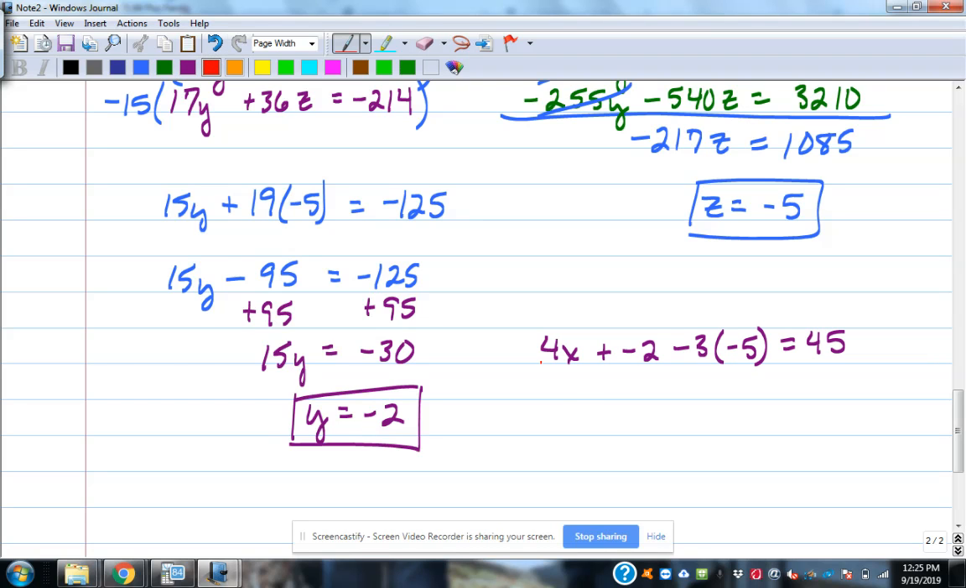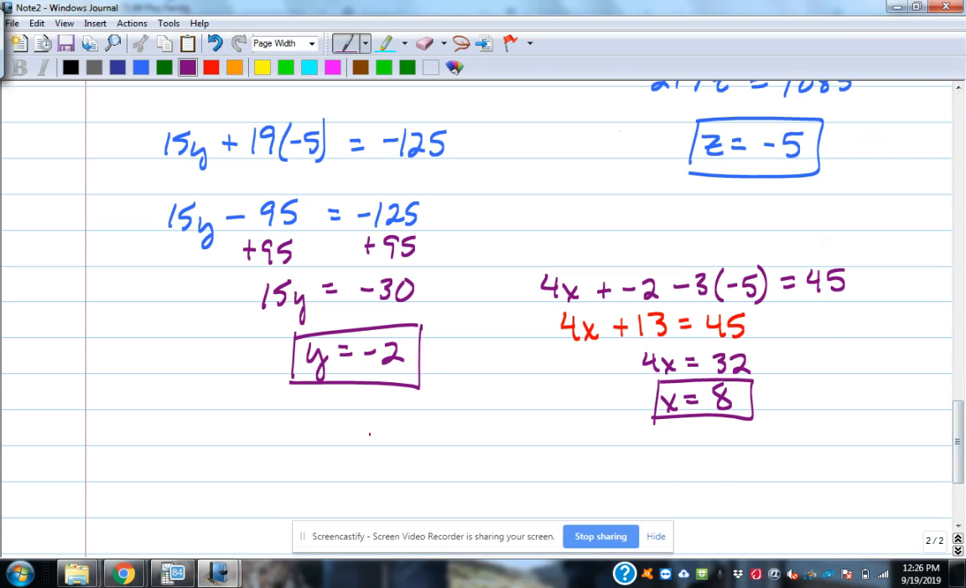I'm just working that out. 4X, 15 minus 2 would be positive 13. Subtract 13, be 32. Divide by 4. X is 8. Ordered triple: 8, negative 2, negative 5.